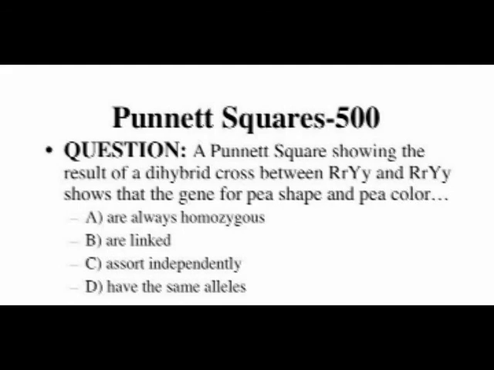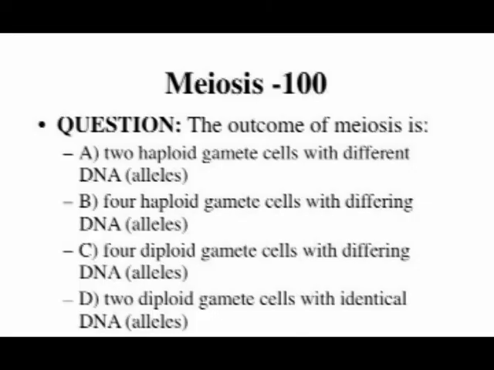Okay, so the choices are A, are always homozygous, B, are linked, C, are independently assorted, and D, have the same traits. It's the law of independent assortment. Mendel said that everything was inherited separately. Okay, we found out later that certain traits are linked, like, for example, people that have arthritis tend to also have psoriasis.